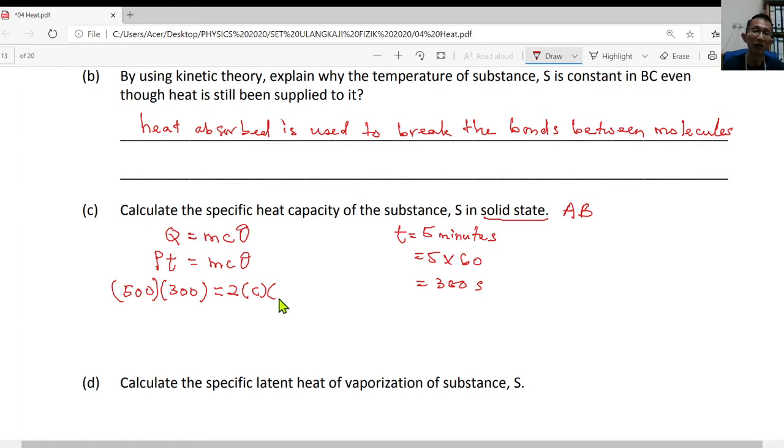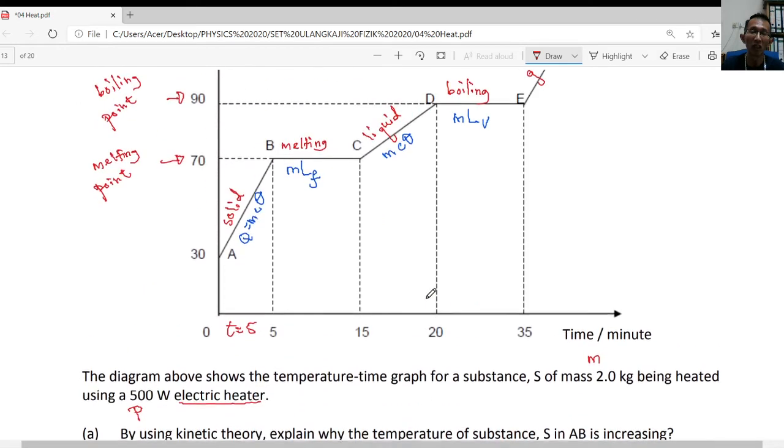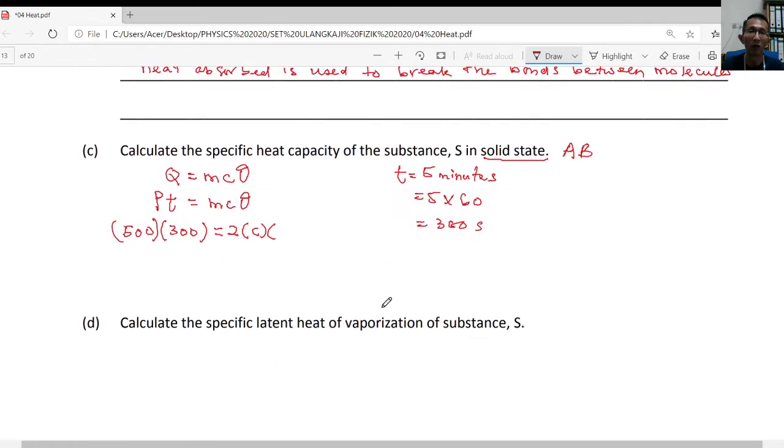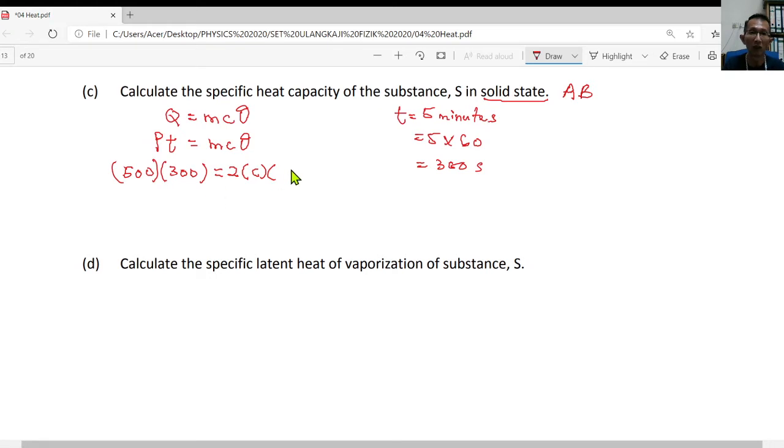Theta is the increment in the temperature. So my temperature increased from 30 to 70. So the increment in the temperature would be 40. 70 minus 30. So the difference in the temperature here is 40 degree Celsius. Okay, so I'm going to substitute the value of theta equals 40 here.